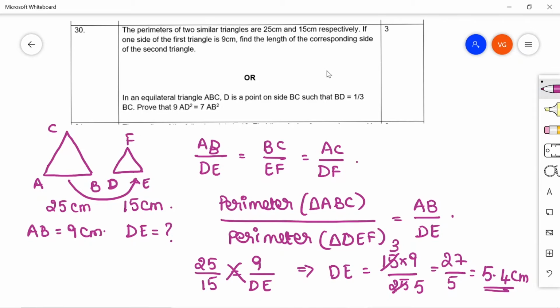Coming to the marking criteria. Here for writing this part you will get half mark, and here you will get 1 mark. For calculation you will get 1 and a half marks here, and writing the final answer you will get 1 more mark.